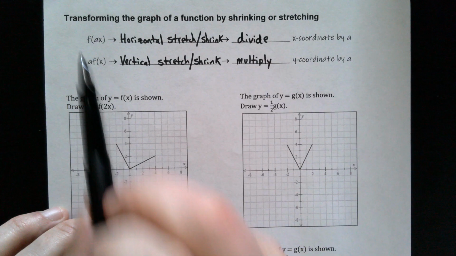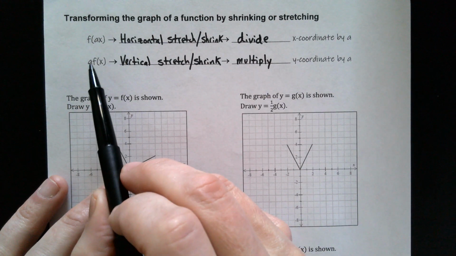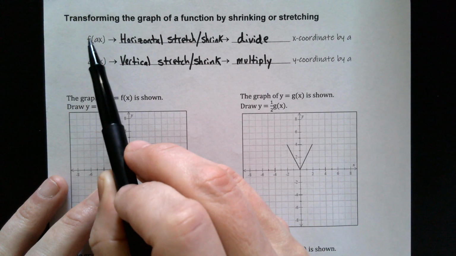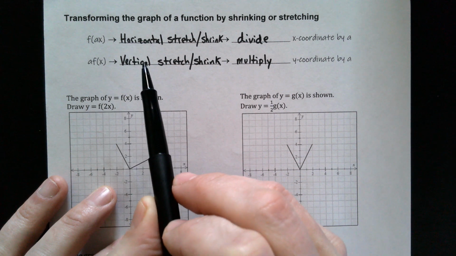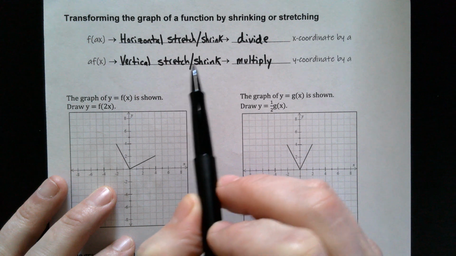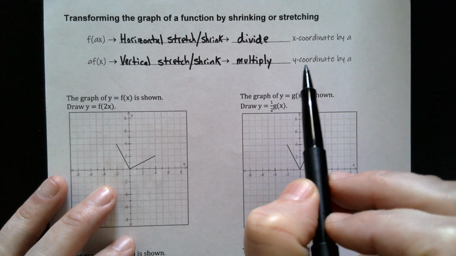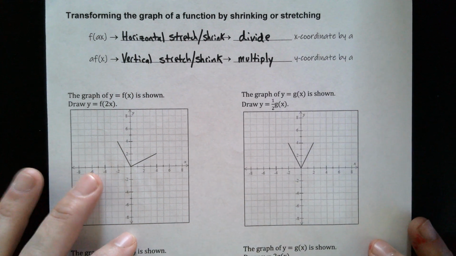Now, if the number that's being multiplied is on the outside, so it's being multiplied by the entire function, not just being multiplied by x, that's going to be a vertical stretch or shrink, so up and down, and that means we're going to multiply our y coordinate by a.